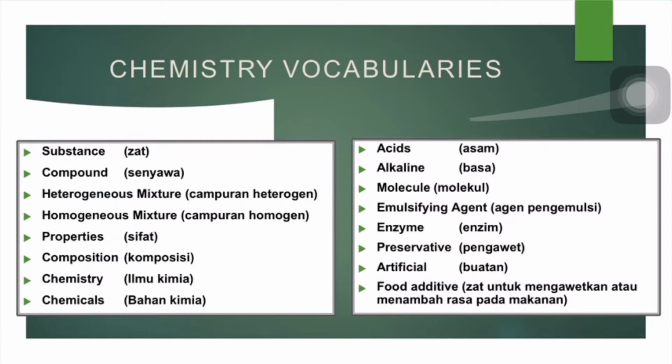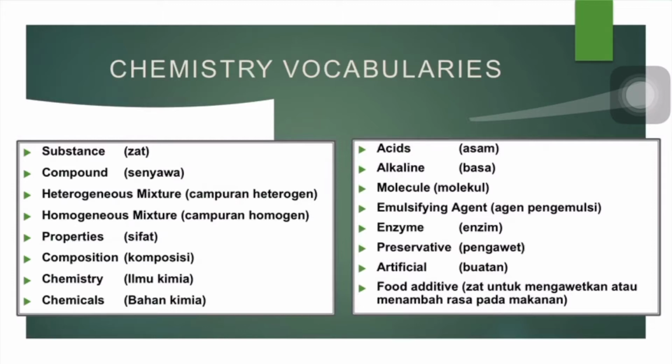And then properties. Properties means sifat in bahasa. And the next one is composition. You can repeat after me. Composition means komposisi. The next is chemistry. Chemistry means ilmu kimia, and it's quite different from the word chemicals. Chemicals means bahan kimia in bahasa.